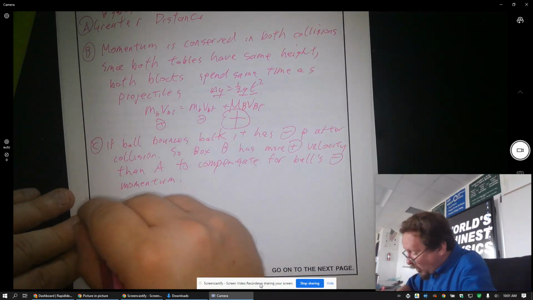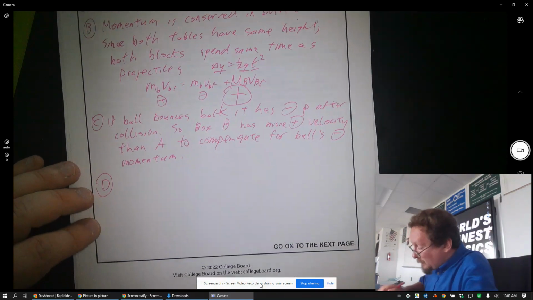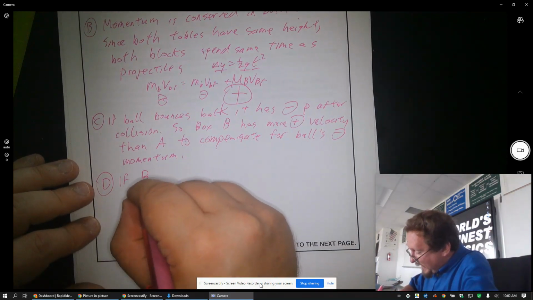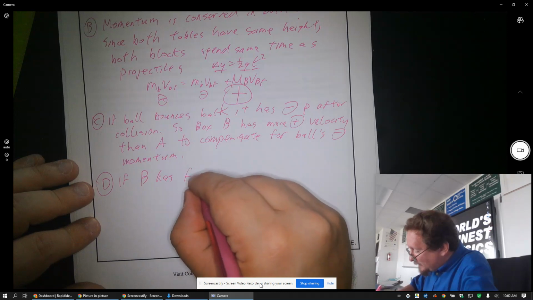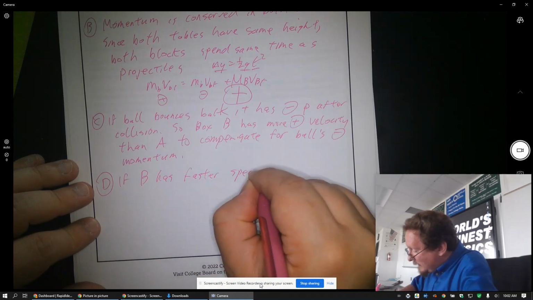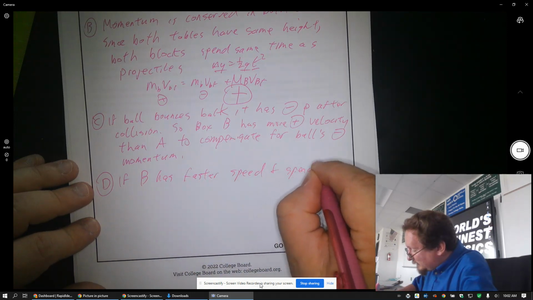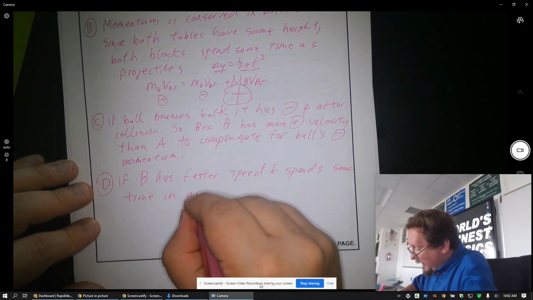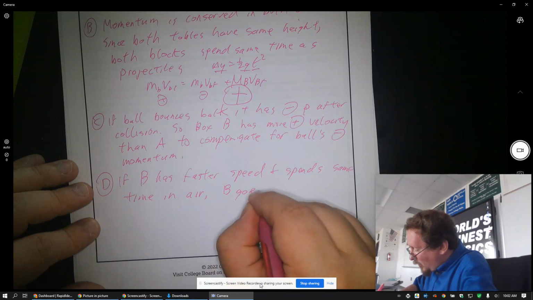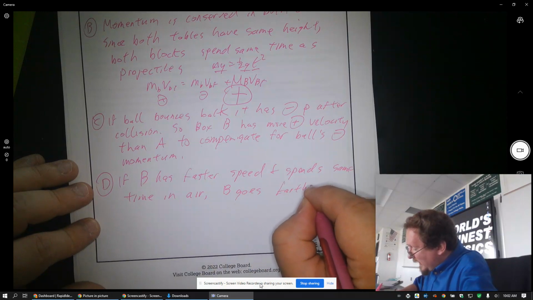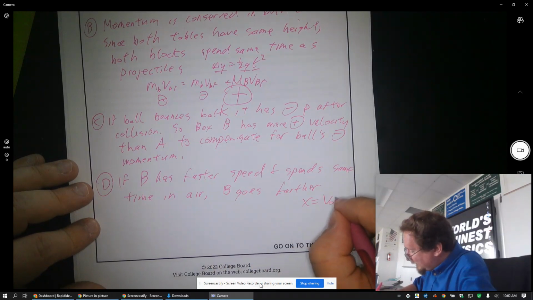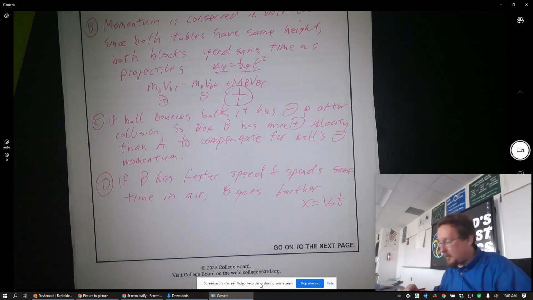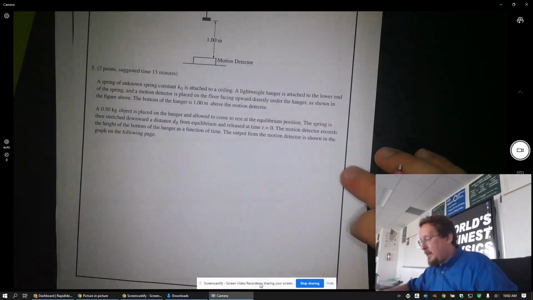Okay, so now I'm going to D, draw my ideas back to my answer. I'm going to draw my ideas with: if B has faster speed and spends the same time in the air, B goes farther. And I might just throw a little equation there for that. x equals v naught t, like the horizontal projectile motion equation, right? Okay.